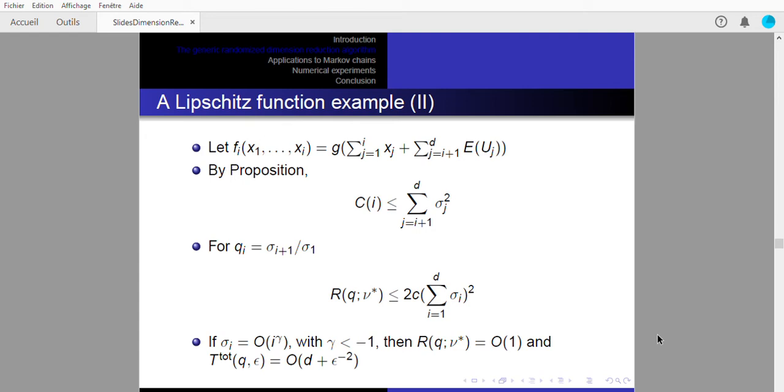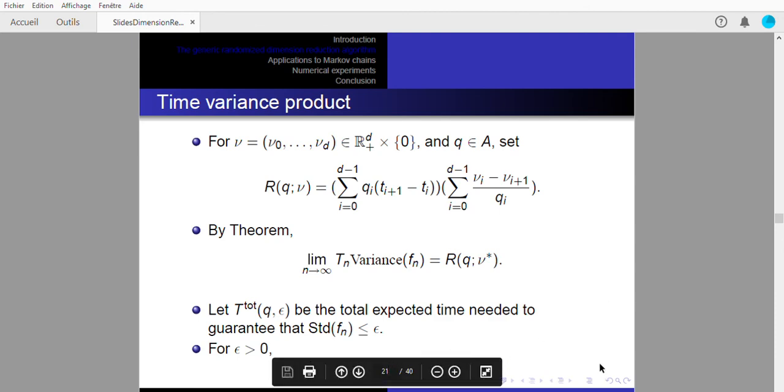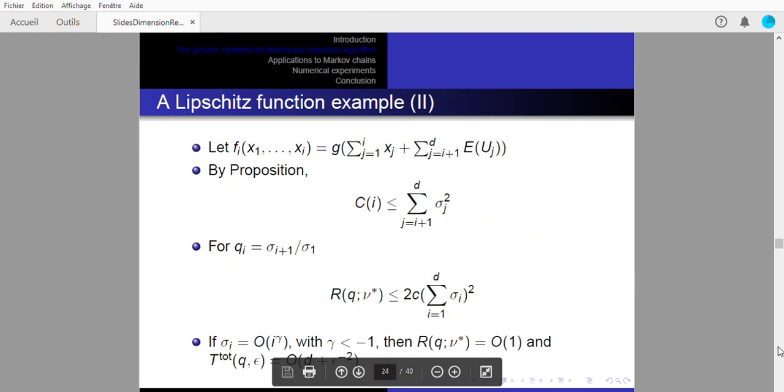Okay, so in particular, if sigma i decreases quickly with i, so if sigma i is big O of i to the power gamma with gamma less than minus 1, then the time variance product is upper bounded by a constant. And so the time needed to achieve precision epsilon in this case is at most big O of d plus epsilon to the power minus 2, because the time variance product is upper bounded by a constant. So here we have used this equation, and from it we find that the time to get precision epsilon is at most d plus epsilon to the power minus 2.